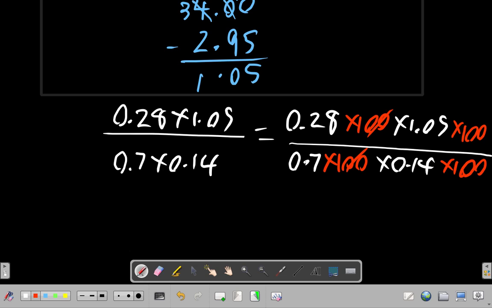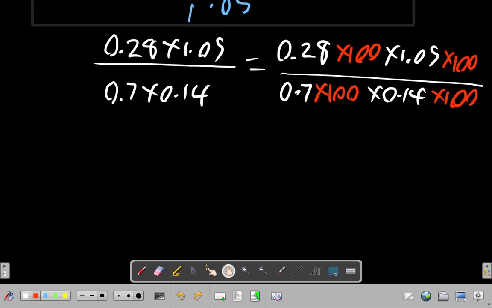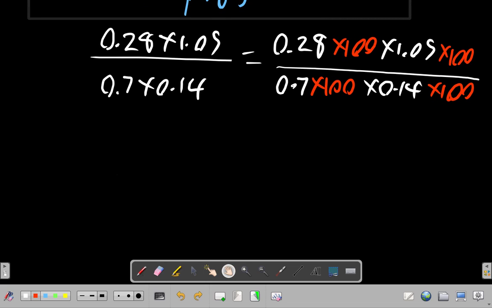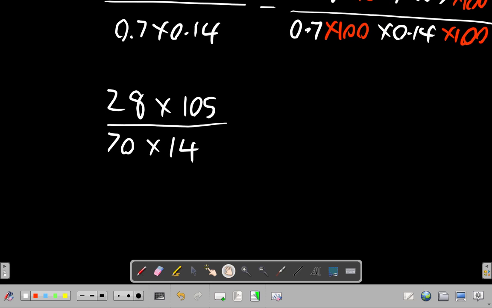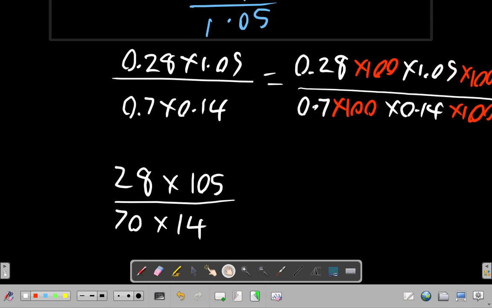Notice the hundreds up top and the hundreds down bottom cancel each other. So the value of the fraction remains the same. Even though it's decimal, it is a fraction, a number over another number. But the value of the expression remains the same, right? So let's continue down here. 0.28 by 100 is 28 times 105. 1.05 by 100 becomes 105 all over 0.7 by 100 becomes 70 times 0.14 by 100 becomes 14. Alright, so looking at this puts less stress on your brain than looking at this.